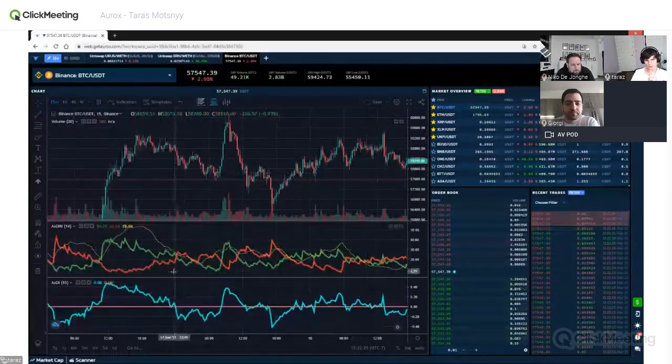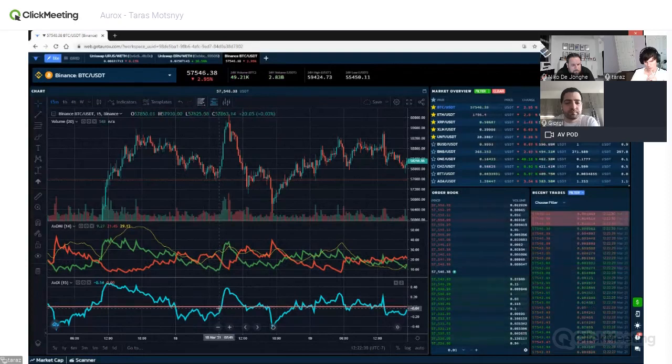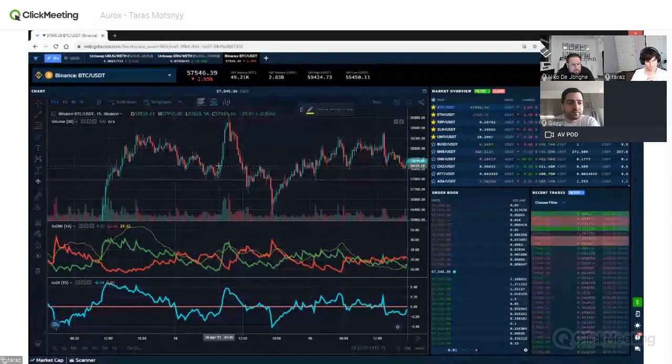We can go back here. You can see that we had a strong cross right here, the zero line. It goes over the zero line. We got the cross. You got your buy. You got your entry right here.